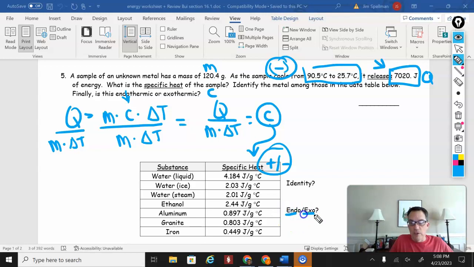And again, deciding if it's endo or exo, look at your temperature change, look at your energy change. Again, it's endo if energy is going into it, it's exo if energy is going out of it.